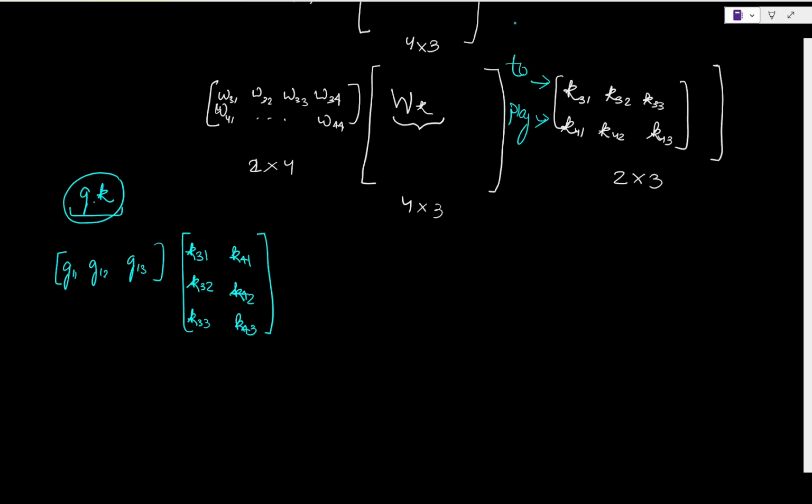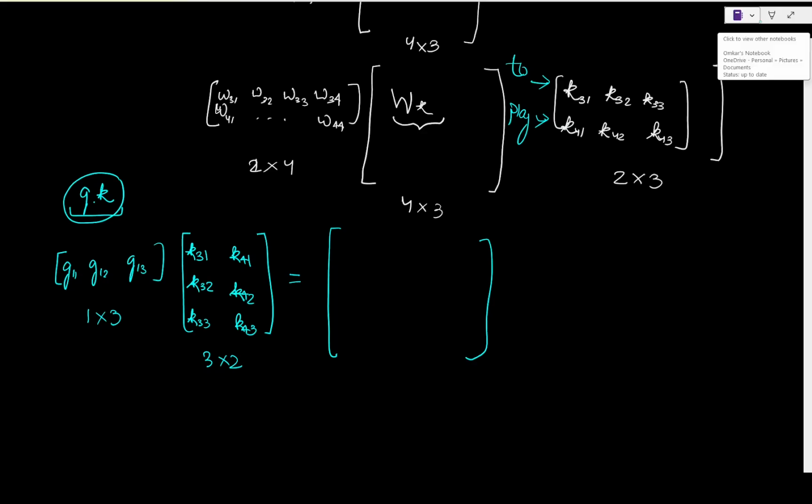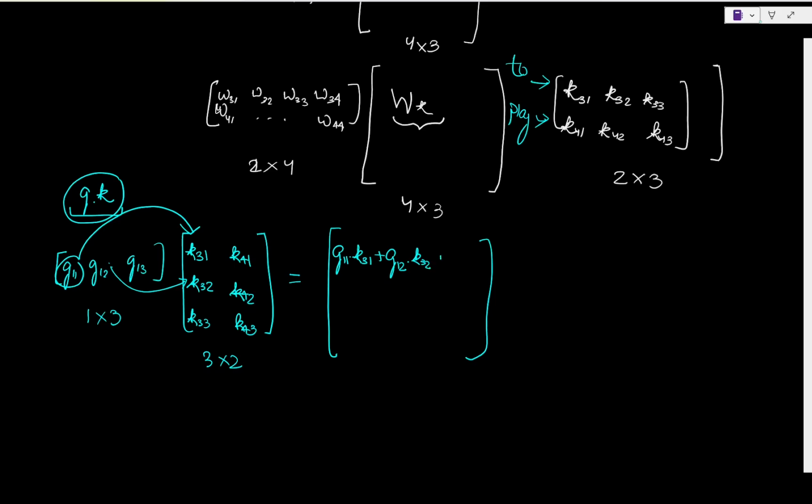When I take this product, 1 by 3 with 3 by 2, what is it that I'm going to get? I get a 1 by 2 matrix, but there will be a lot of computation, so that's why I'm taking some additional space. Let's see how this goes. So Q11 will be multiplied with K31, plus Q12 multiplied with K32, plus Q13 multiplied with K33. This is the first value that we are going to get.